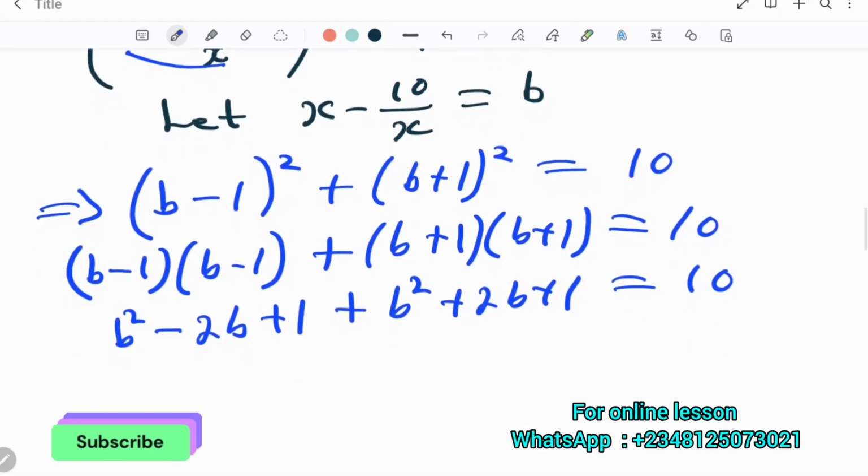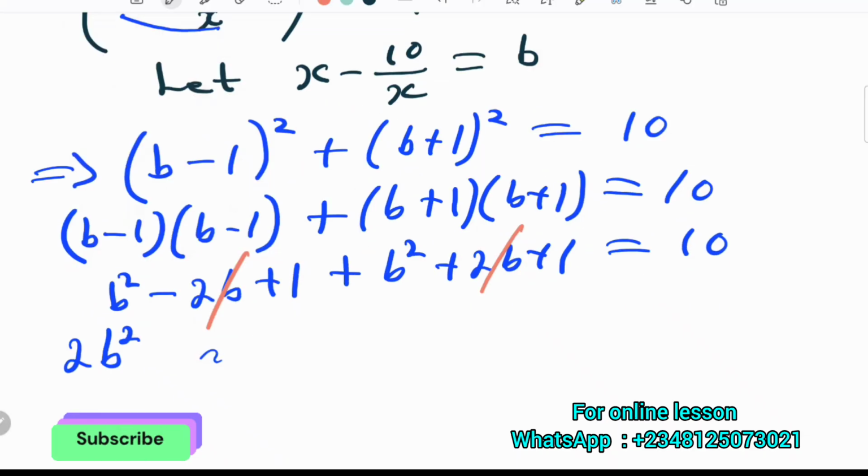So let's collect the like terms. So that means that what? b squared plus b squared, we have a 2b squared. So this 2b here and this 2b we cancel out. So we will be left with 1 plus 1. That is 2. So this becomes plus 2 equal to 10 because the right hand side is 10.